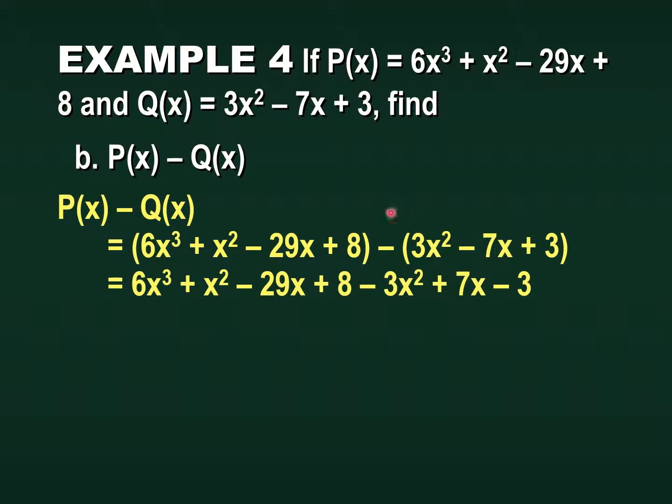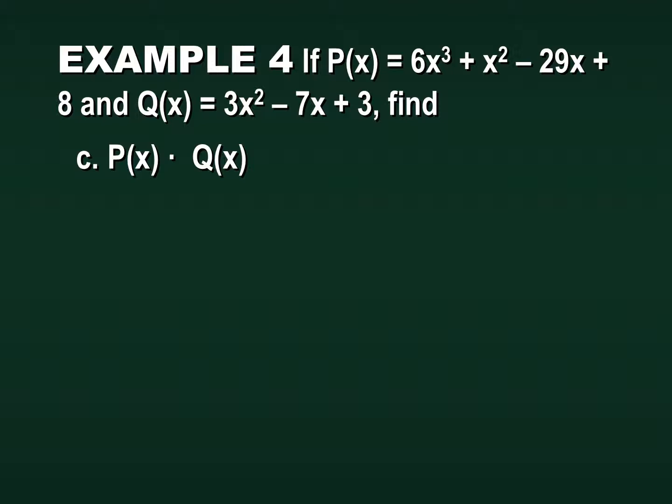So instead of having 3x squared, we have -3x squared. Instead of having -7x, we have negative -7x, which becomes positive 7x. And then we have -3. Now we can combine like terms. 6x cubed doesn't combine with anything. X squared combines with -3x squared to give us -2x squared. -29x plus 7x is -22x. And then 8 minus 3 is 5.